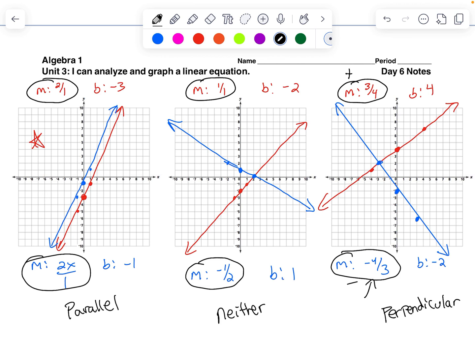It's all based on the slope. You don't really worry about the y-intercept in determining if you have parallel, perpendicular, or neither. It's all about the slope. Again, if the slopes are the exact same, it's parallel. If the slopes are opposite, meaning one positive, one negative, and reciprocal of each other, in flipped fraction, they have to fit both of those, it's perpendicular. And if it doesn't fit either of those, you would just say neither.